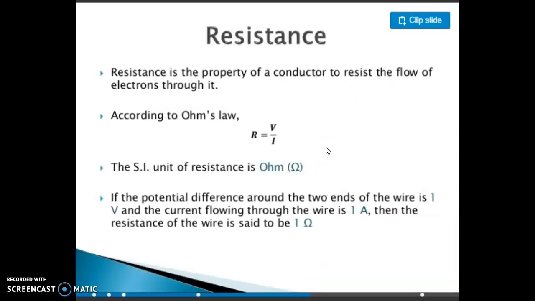Resistance. Resistance is the property of a conductor to resist the flow of electrons through it. So it is inherent property of a material to resist the flow of electrons or flow of current through it. As we know, flow of electrons is called current. So we may directly say it is the property of conductor to resist.